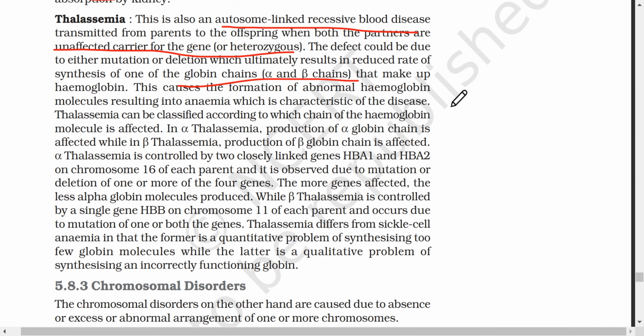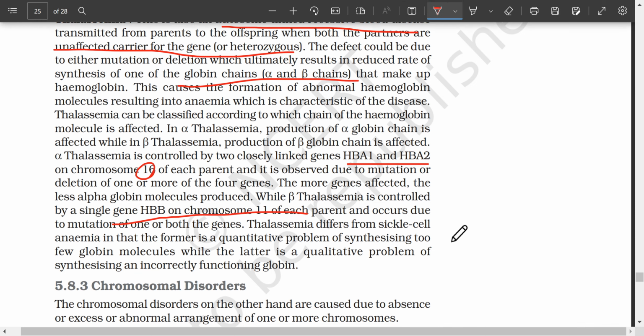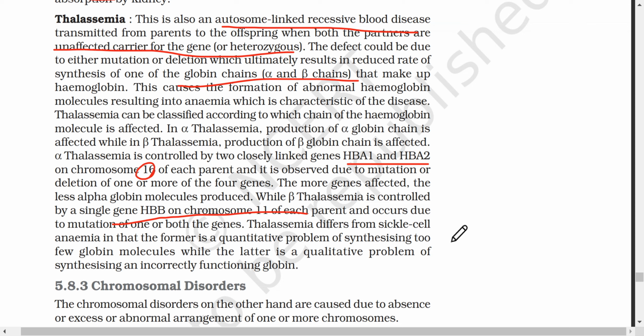Thalassemia can be classified according to which chain of the hemoglobin molecule is affected. Which hemoglobin chain is not being formed, and because of which abnormal hemoglobin is coming. In alpha thalassemia, production of alpha globin chain is affected, while in beta thalassemia, production of beta globin chain is affected. Very easy. Alpha thalassemia is controlled by two closely linked genes, HBA1 and HBA2, on chromosome 16 of each parent, and it is observed due to mutation or deletion of one or more of the four genes. See? The more genes affected, the fewer alpha globin molecules produced, while beta thalassemia is controlled by a single gene, HBB, on chromosome 11 of each parent and occurs due to mutation of one or both the genes.